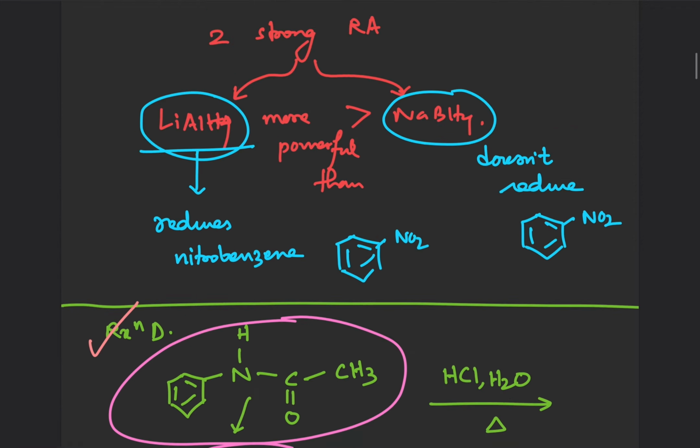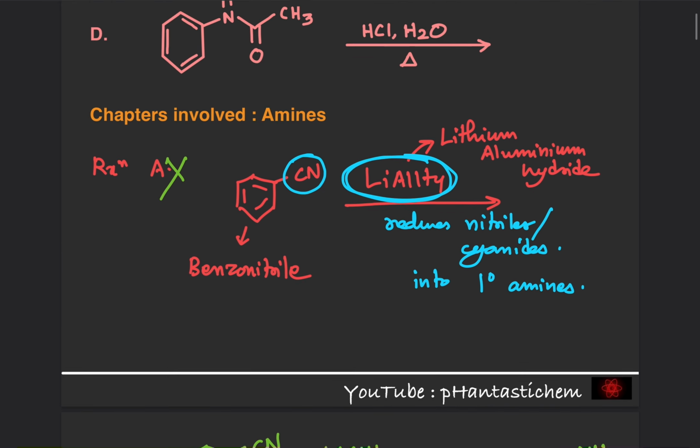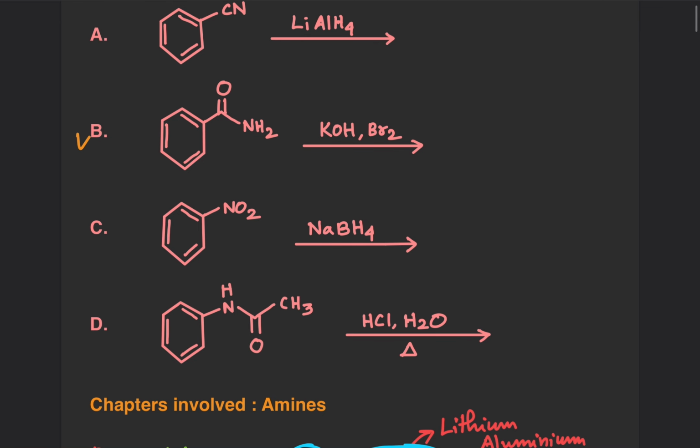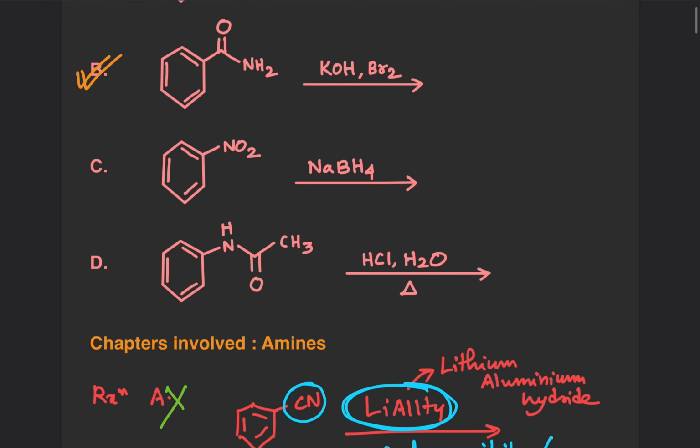So therefore, the reactions which give aniline as the major product are reaction B and reaction D. Okay, thank you.